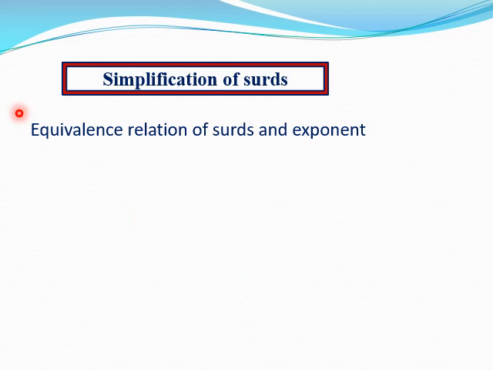Simplification of surds. Equivalence relation of surds and exponents, and this is very important, and we have learned this rule in previous classes. Nth root of a, this is the surd form, and this can also be written as a raised to power 1 over n, and this is its exponential form. Just like square root of a can also be written as a raised to power 1 by 2.